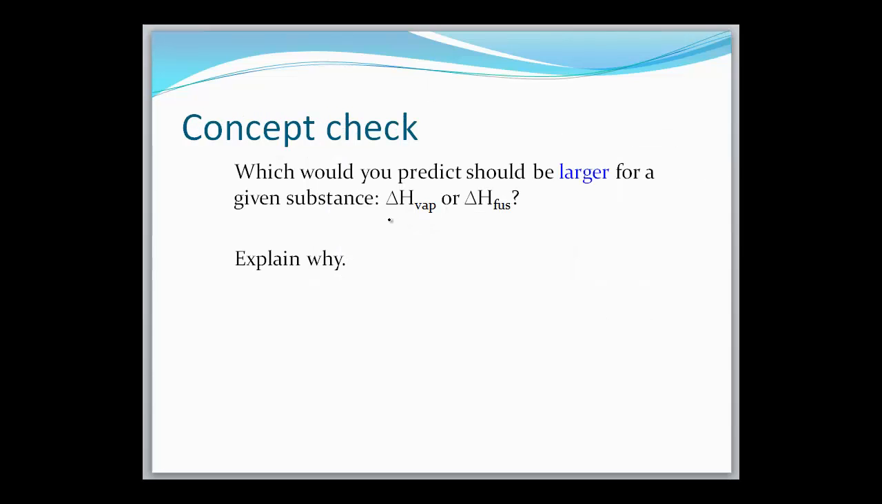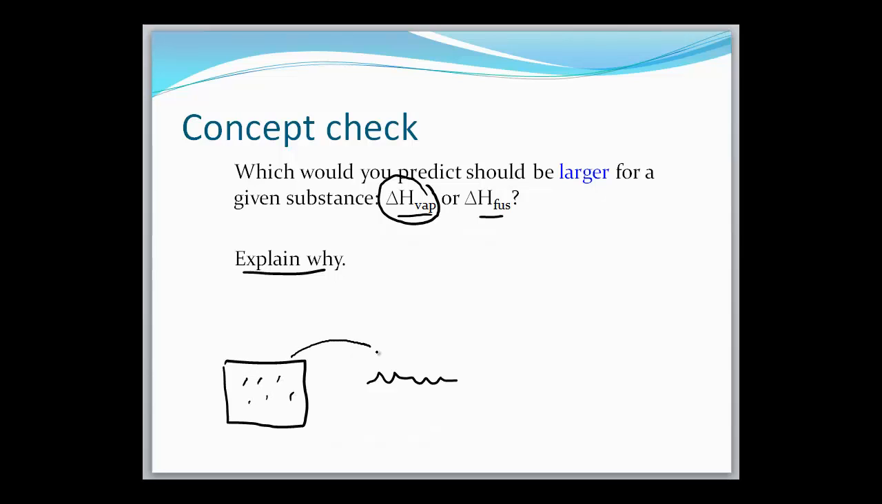Okay, first let's address this question. Which would you predict would be the larger value, delta H of vaporization or delta H of fusion? And if you were to look back at the first slide, you already know what the answer is numerically, but then explain why. Okay, we know the delta H of vaporization is larger. The question becomes why. Think about it. If you had solid ice and you were trying to make it into liquid water, what do you have to do to the molecules from the solid to get them to the liquid?